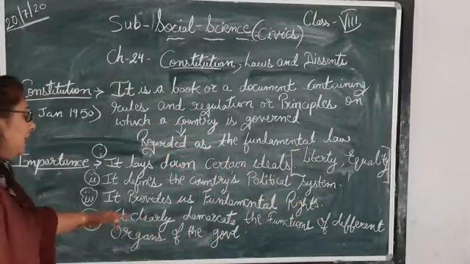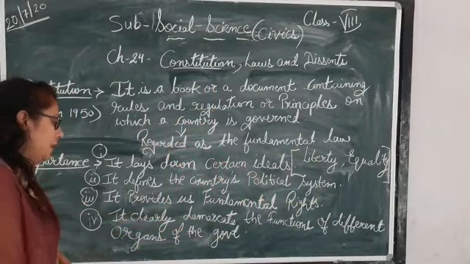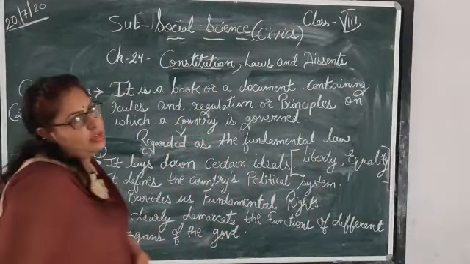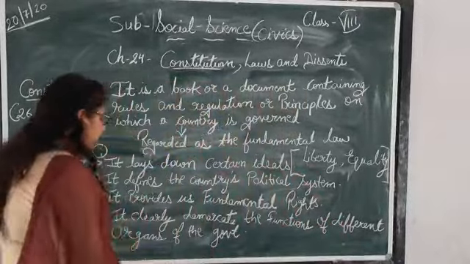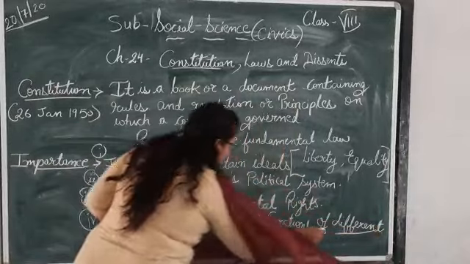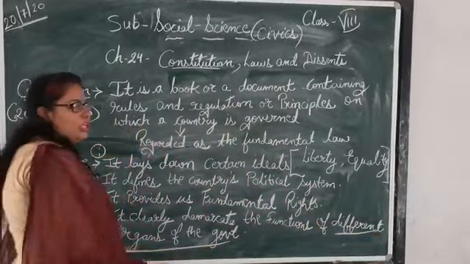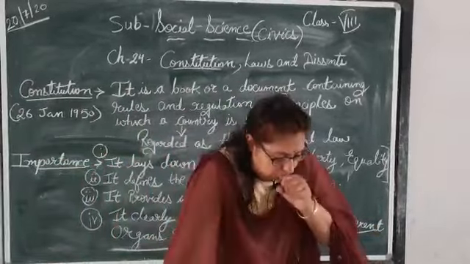Fourth thing: it clearly demarcates the functions of different organs of the government. Now what are the different organs of the government? We have different organs of the government: legislative, executive and judicial.